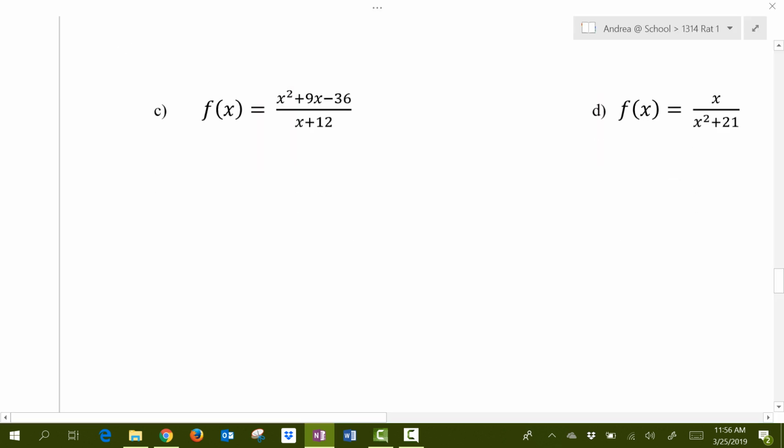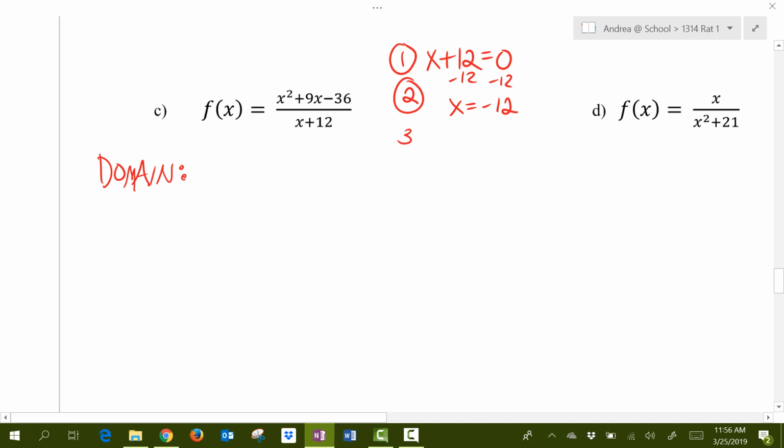For part C, we are going to start out again the same way. We are going to find the domain, and we're going to do that by taking the denominator of the rational function, setting it equal to 0, and solving for x. We get x equals negative 12.